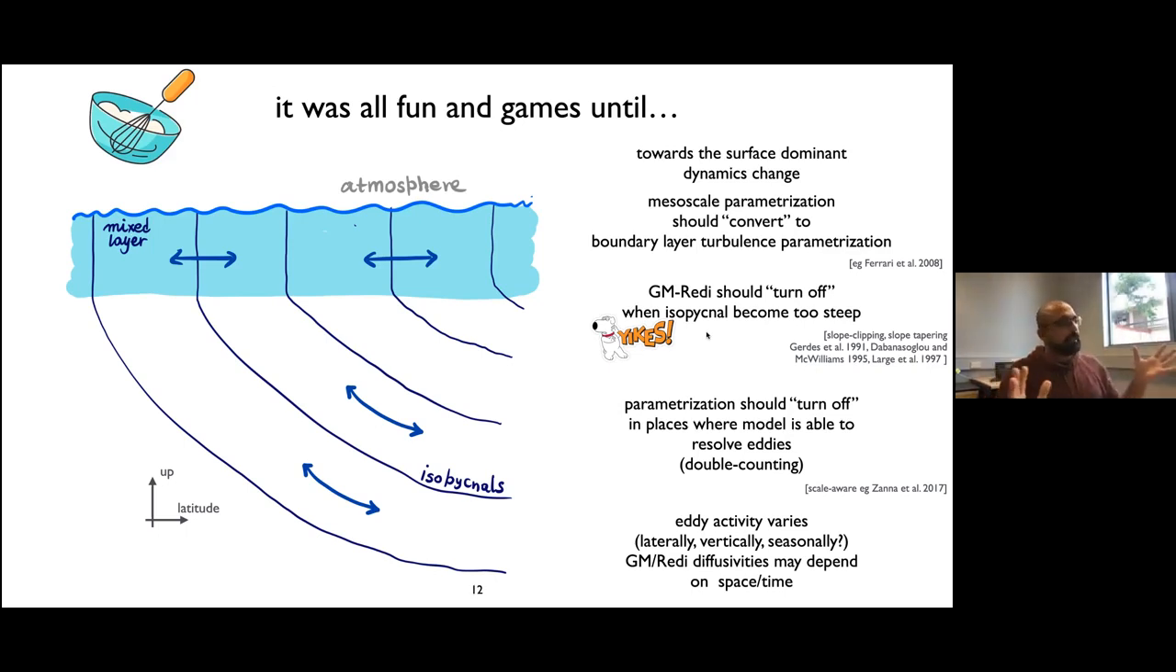This is not trying to be a thorough review of what's been done. I'm just trying to use this example of isoneutral diffusion to show how we can improve it in a systematic way and how we can move forward.